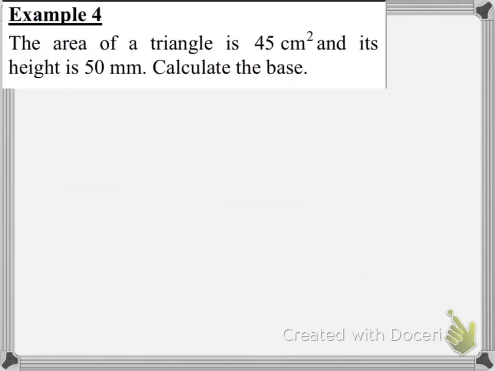Right, so here we've got example 4 where they say the area of a triangle is 45 square centimeters and its height is 50 millimeters. So calculate the base. You can see that the area is in centimeters, so we have to convert the height to centimeters. So 50 millimeters to centimeters will be equal to 5 centimeters.